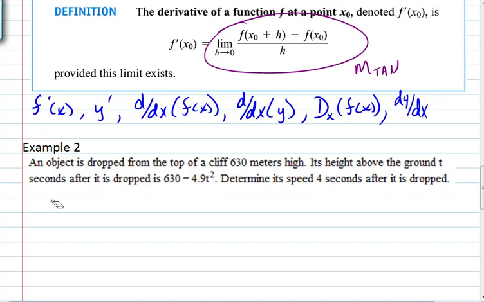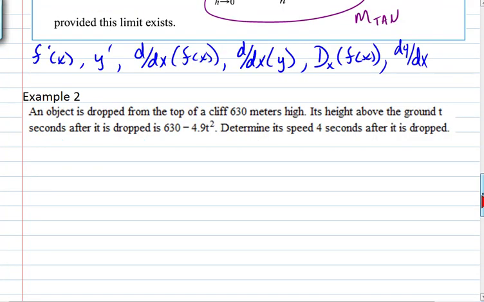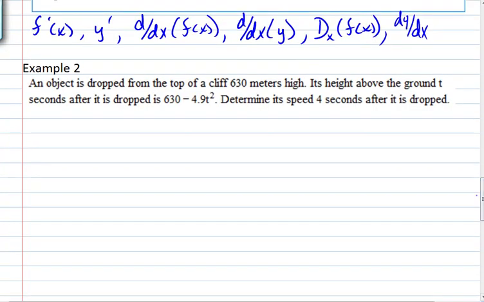All right, example 2. An object is dropped from the top of a cliff 630 meters high. Its height above the ground t seconds after it's dropped is this. Determine its speed 4 seconds after it's dropped. Have we discussed velocity at all yet? No. Okay, well, here's what we need to know.